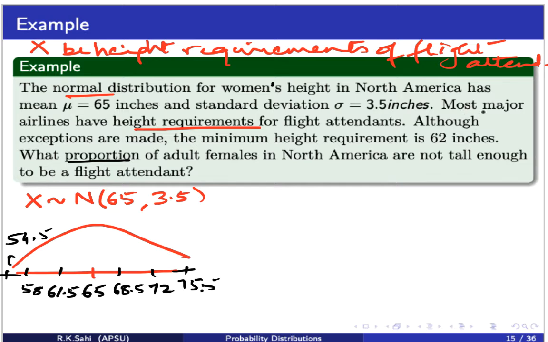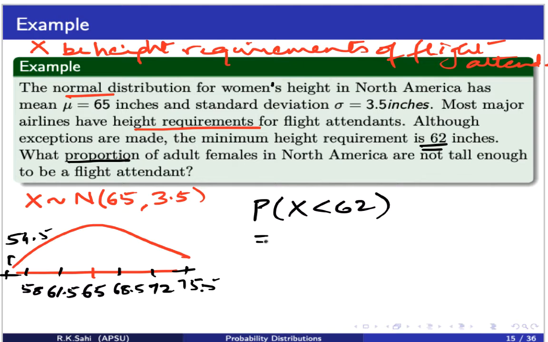Now let's read the problem again. It says most major airlines have a height requirement. Although exceptions are made, the minimum height is 62. So if you want to be a flight attendant, keep in mind you need to be at least 62 in North America. Now the question is, what proportion of adult females are not tall enough to be a flight attendant? In other words, adult females with a height less than 62 cannot be a part of it. So that's what they're asking.